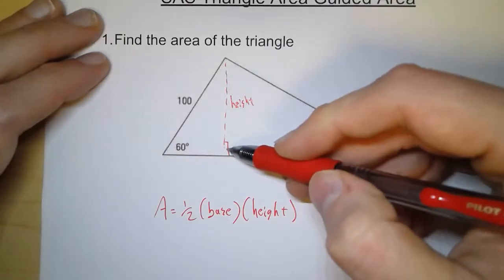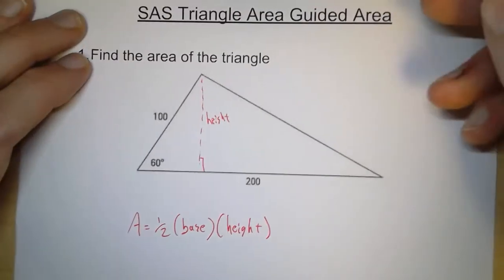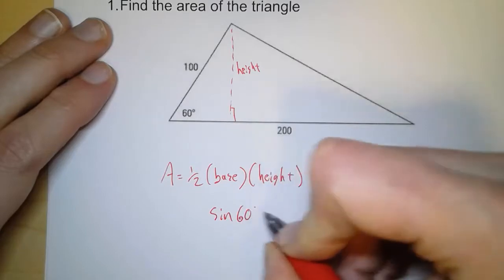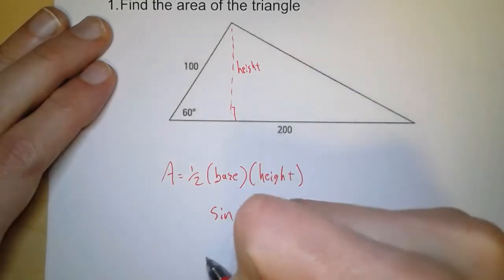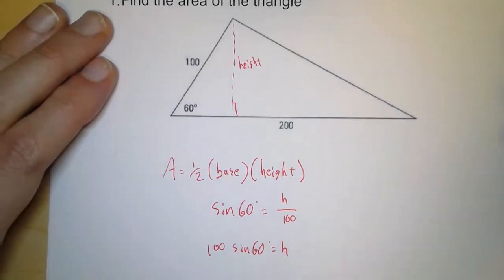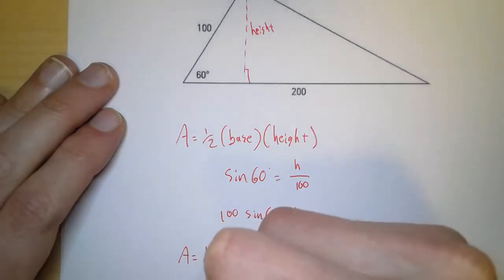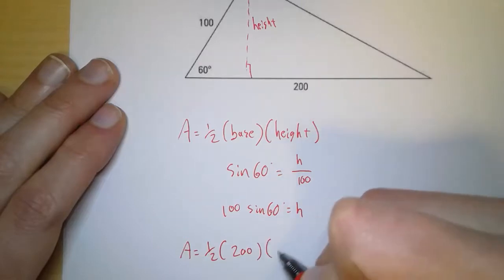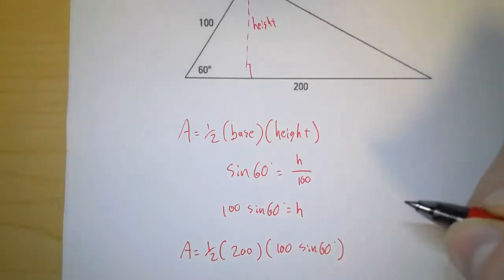Well, since the height makes a right angle, that means that this is a right triangle. So that means that I can say sine of 60 degrees equals the height over 100. So if I were to solve for h, then 100 sine of 60 degrees equals h. So that means for our area, in place of the base, we know that to be 200. In place of the height, that's 100 times sine of 60 degrees.